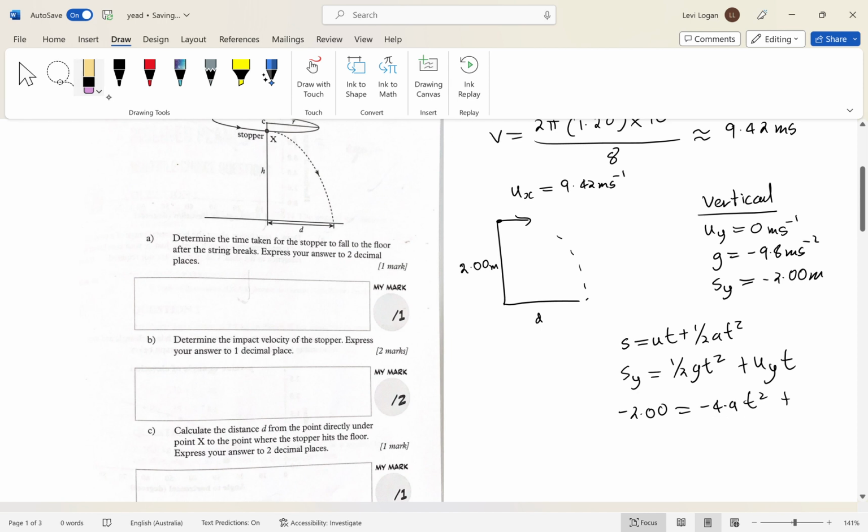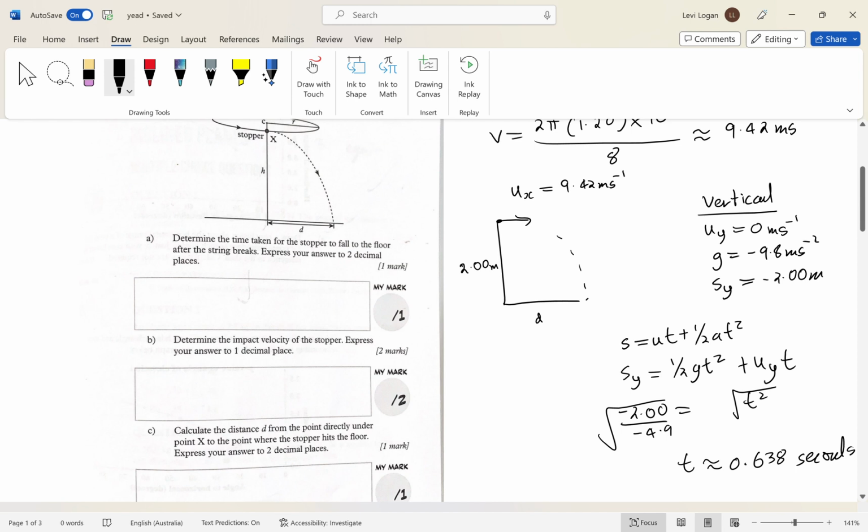Alright, this term over here goes to 0. Divide by negative 4.9 to get t squared over there, and then you square root it. So t is approximately, using your calculator, you'll get 0.638 seconds. Okay? Alright, so that's part A of this question.